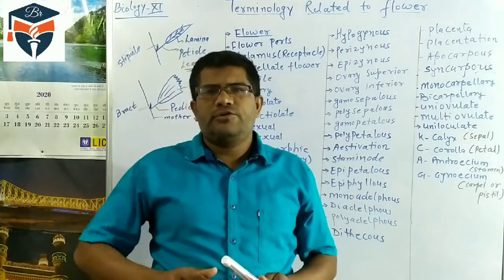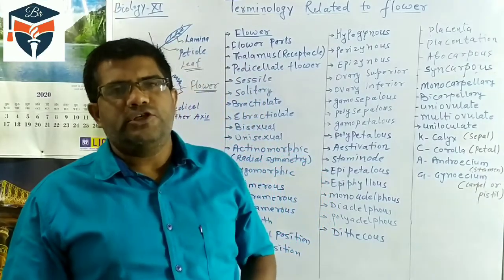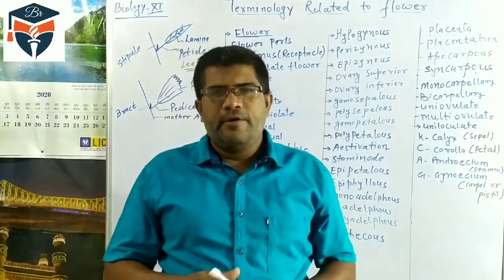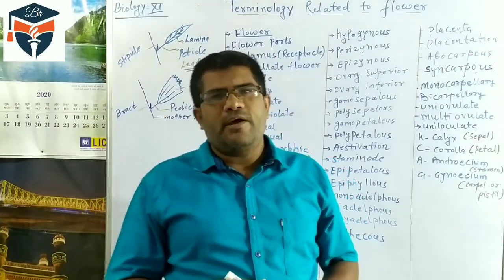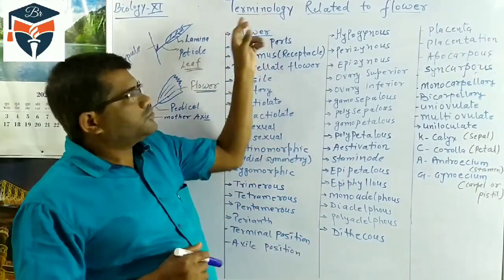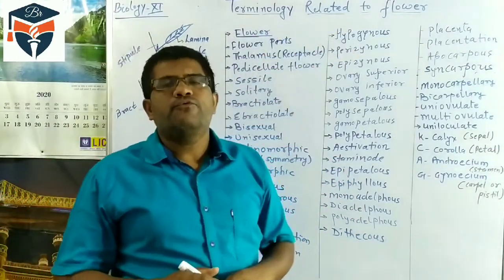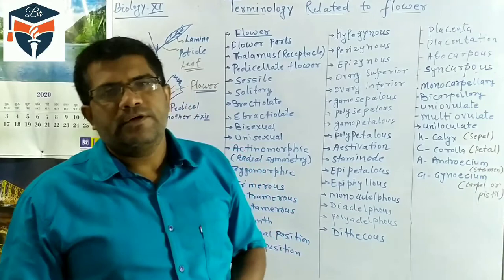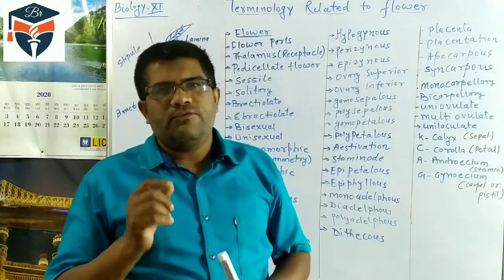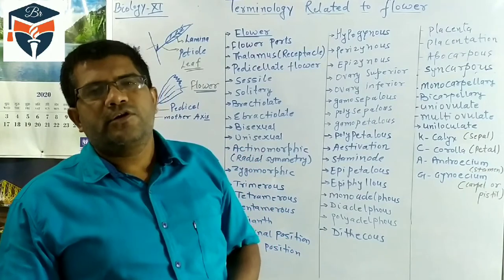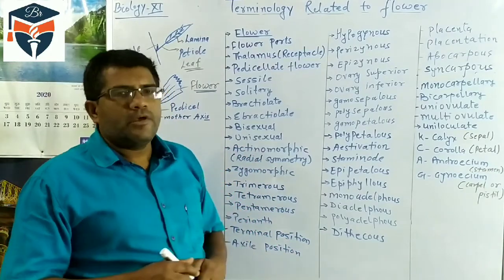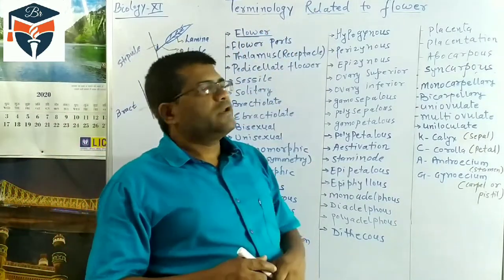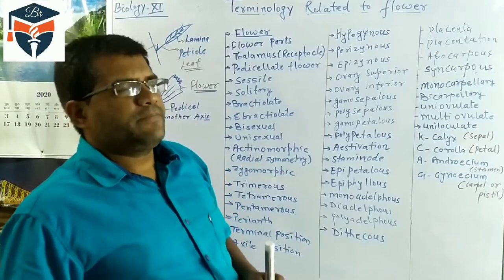Today we are discussing class 11th Biology, chapter number 5, Morphology of Flowering Plant. In Morphology of Flowering Plant, we are discussing some terminology related to the flower. If we want to study the flower and its description, it is very important to know the terminologies given in our NCERT book in class 11. So, terminology related to the flower we are discussing.